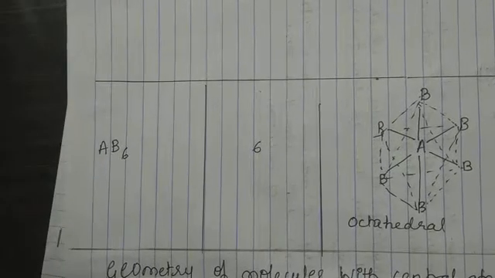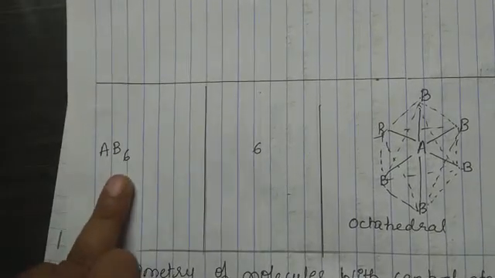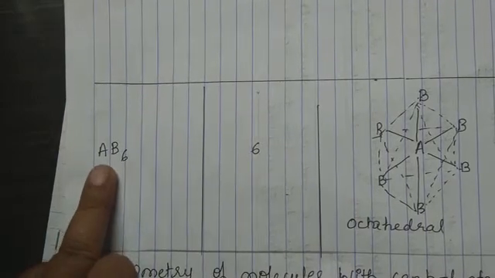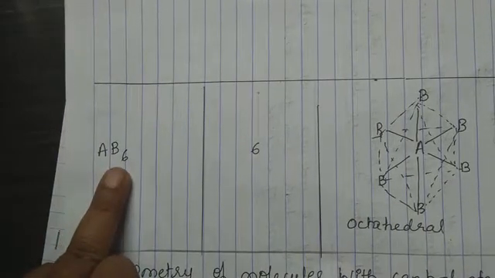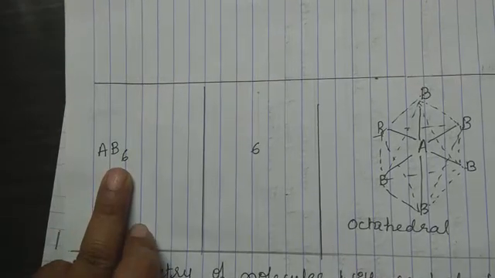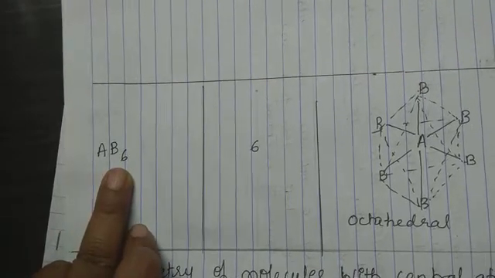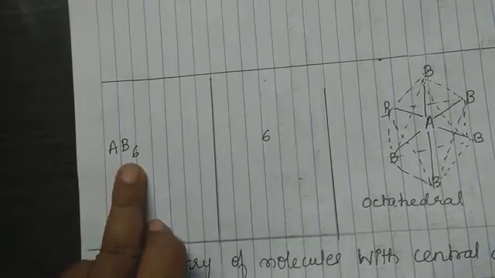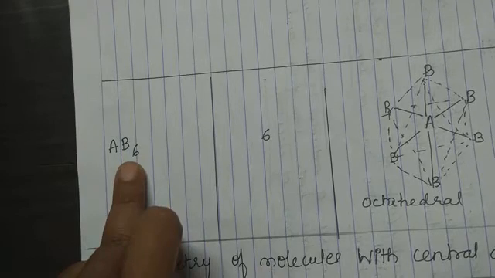For the molecule of the type AB6, AB6 means A is the central atom and 6 atoms are surrounding it, right? So what should be the structure, we shall see. If you look at this, you will not understand. I shall just write and show it to you. So I have central atom A.